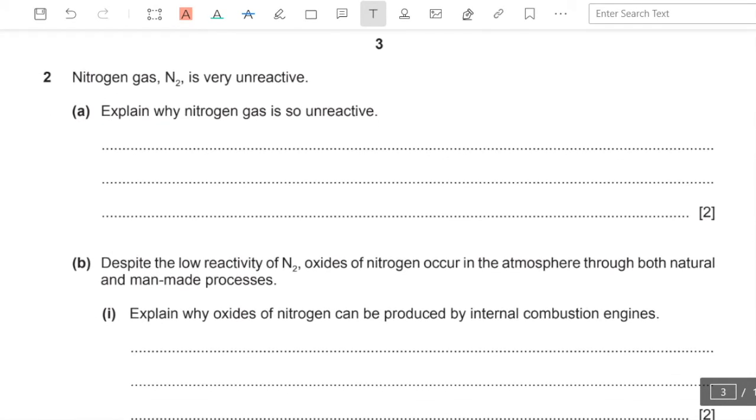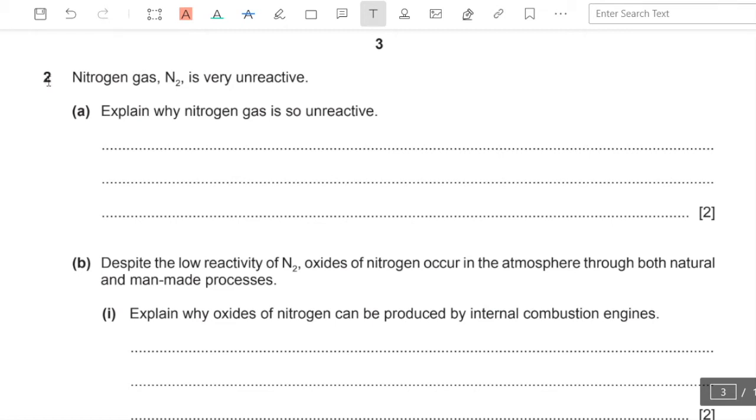Question 2. Nitrogen gas is very unreactive. A. Explain why nitrogen gas is so unreactive. So for it to react, the bond between nitrogen atoms, which is a triple bond, would have to break, and because it is not weak, it is quite a strong bond, it would require a very high amount of energy to be broken. That is why it does not react very easily.